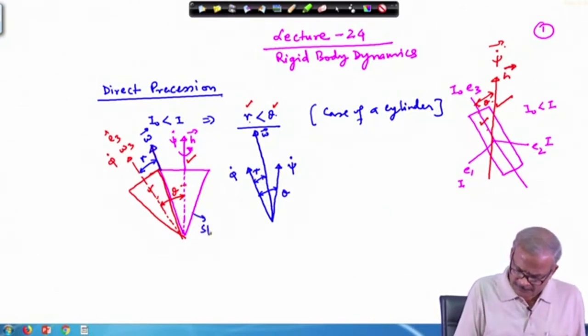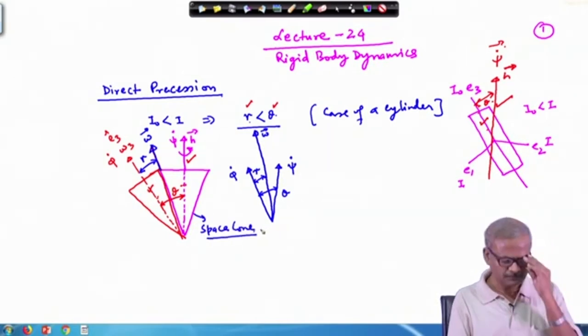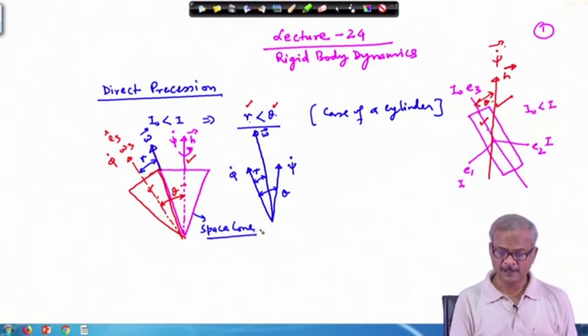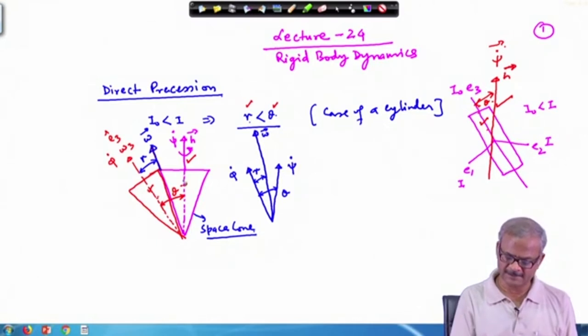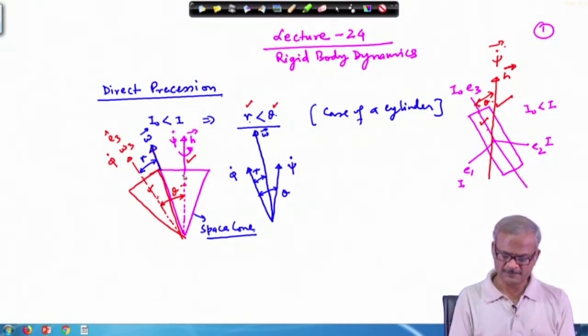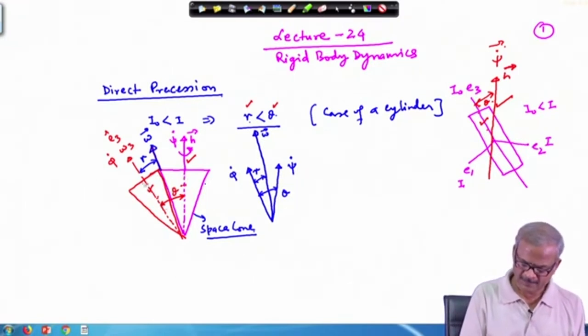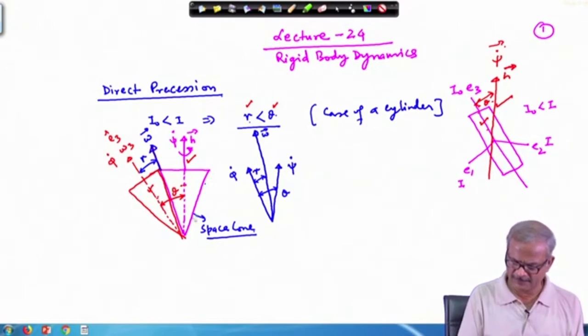So, this is your space cone, this is a way of visualization. We are visualizing in terms of two cones. So, how will the motion of the cylinder appear? The motion will appear as such: two cones are given, one cone is fixed, and another cone is rolling over this fixed cone. Here in this case, this red cone is rolling over the pink cone.